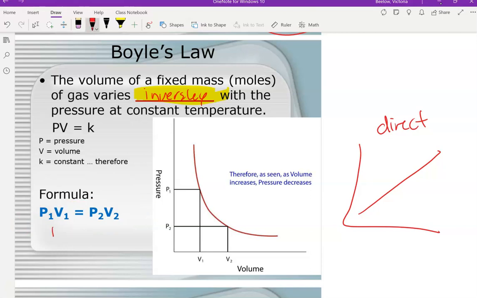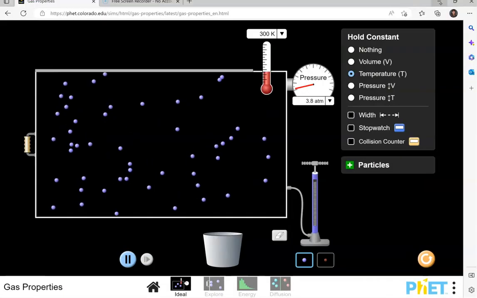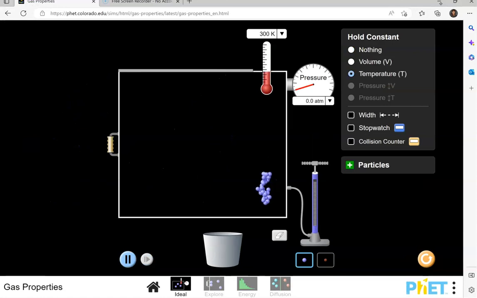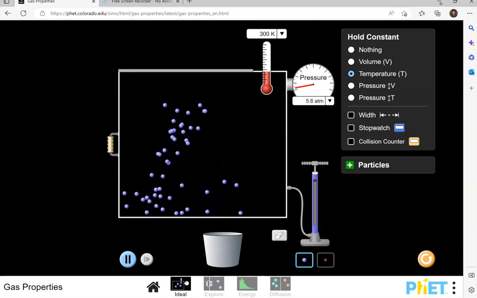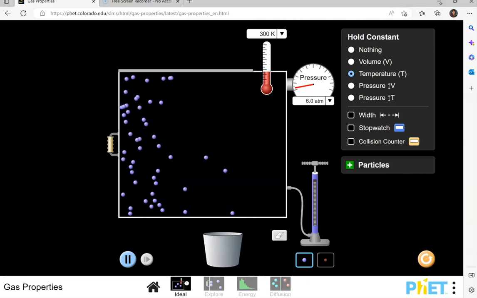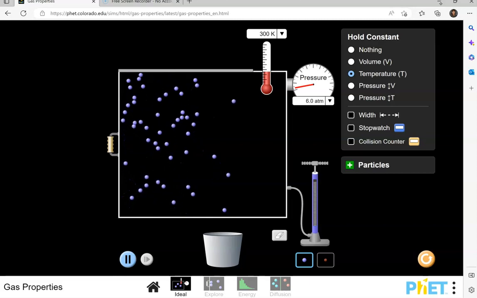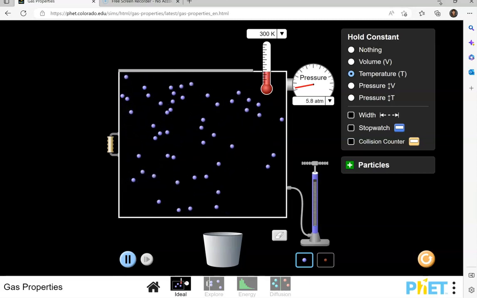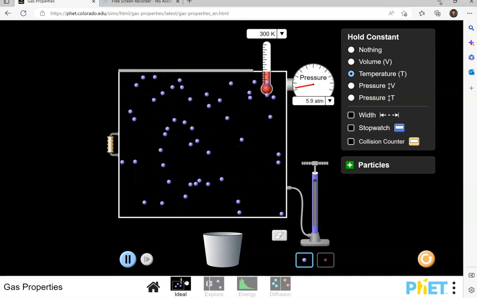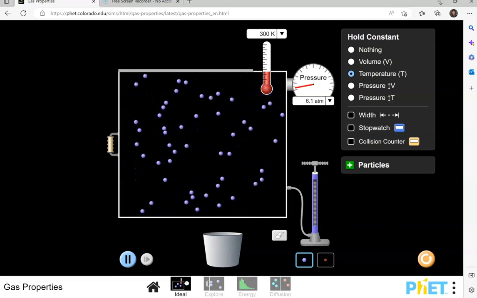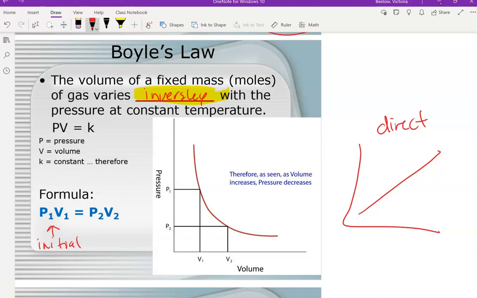Now, what does that mean? This means the initial pressure and volume that you're starting with. For example, for this simulation, my initial pressure would be around 6 atm, and this does not have a measurement of volume, but however much space this container makes up would be the initial starting point for us.